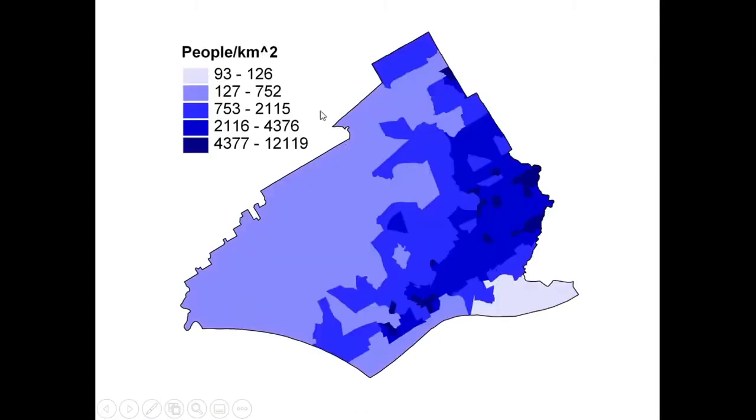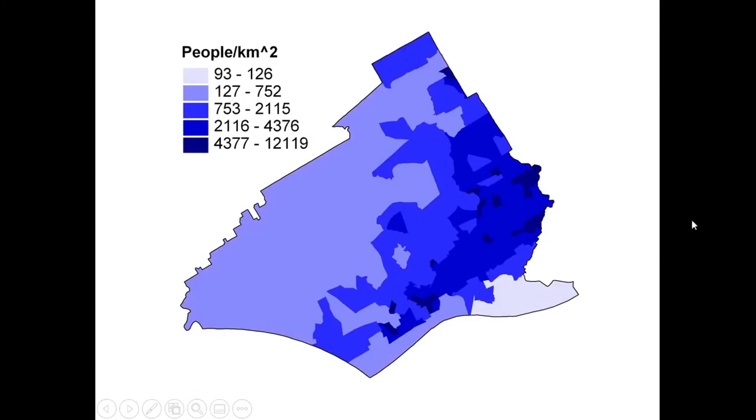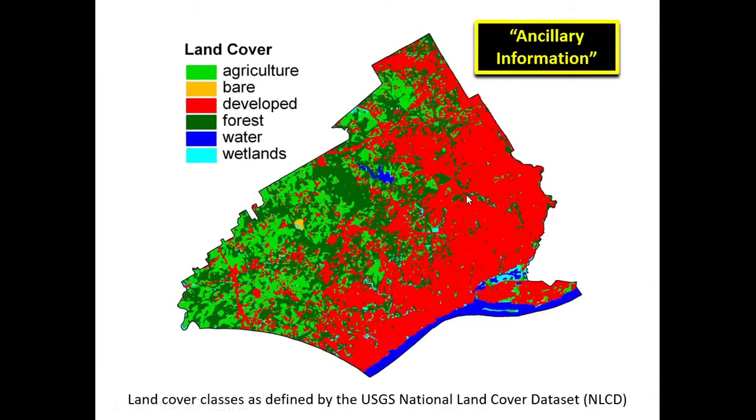Now here is the data for population density. With all those census tracts, you can create a choropleth map that shows people per square kilometer, in this case. Of course, heavily dense over there, very light over here, very light over there. So we have some cool information, a choropleth map, great. Let's add some ancillary information to that.